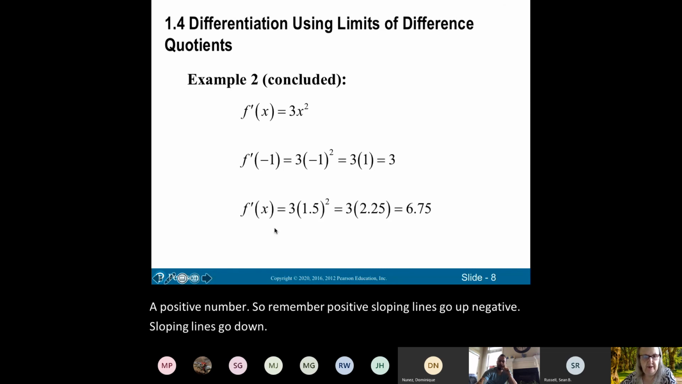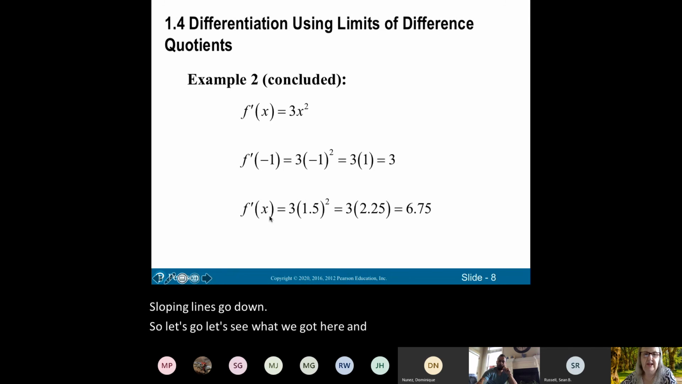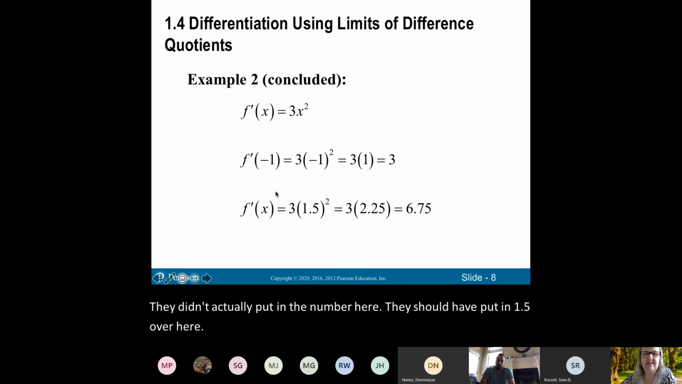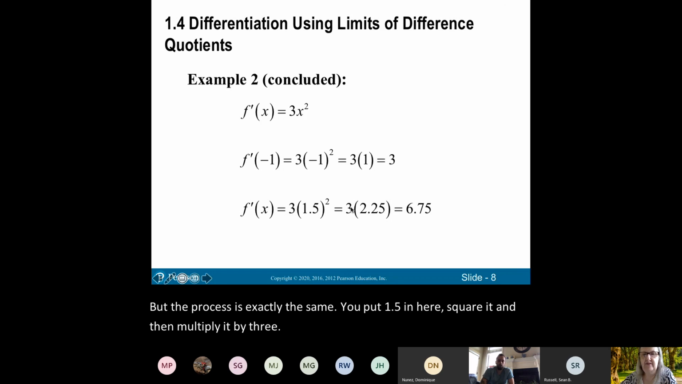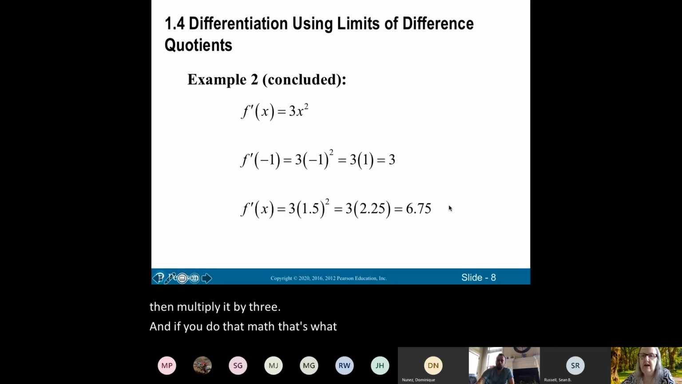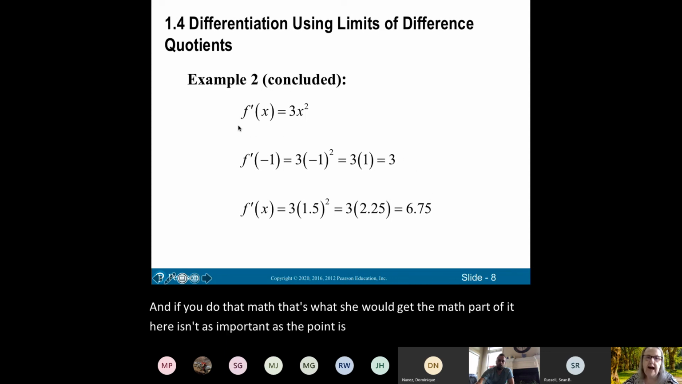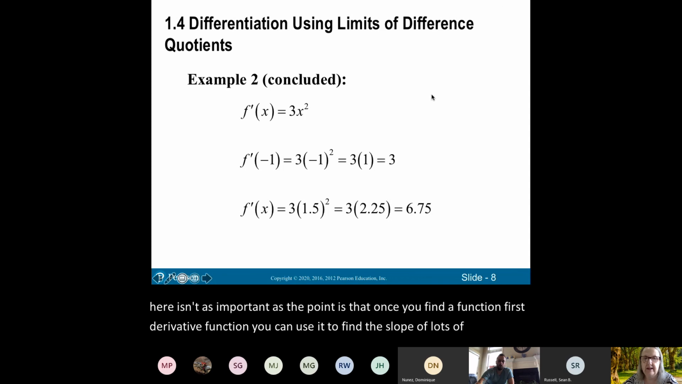So let's see what we've got here. And then we're just doing it again. This time, they didn't actually put in the number here. They should have put in 1.5 over here, but the process is exactly the same. You put 1.5 in here, square it, and then multiply it by 3. And if you do that math, that's what you would get. The math part of it here isn't as important as the point that once you find a first derivative function, you can use it to find the slope of lots of tangent lines rapidly.